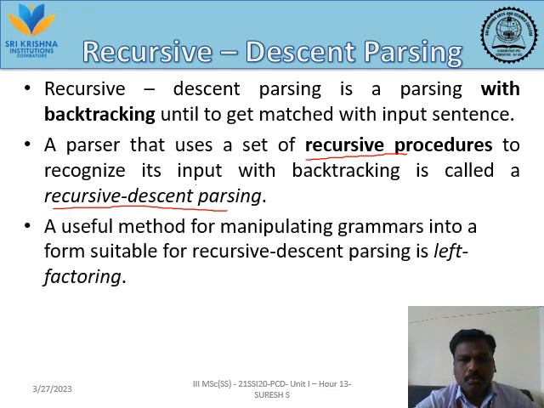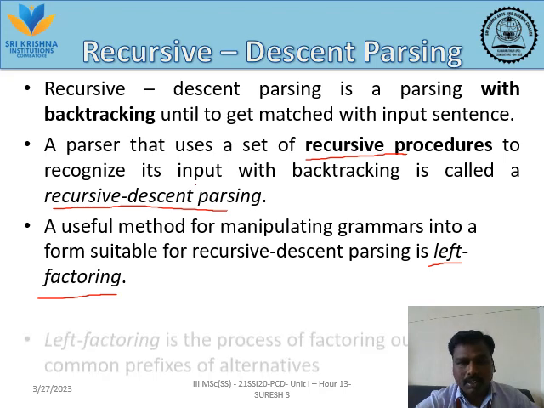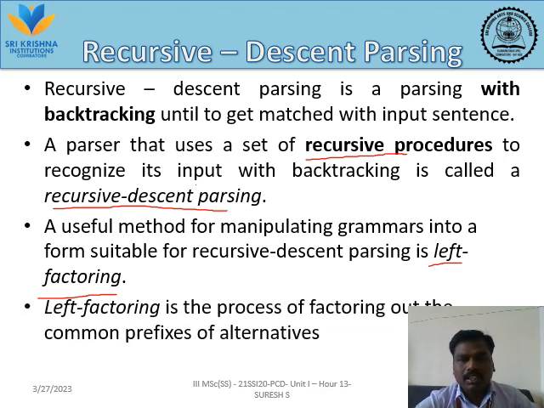A useful method for manipulating grammars into a form suitable for recursive descent parsing is left factoring. Sometimes, if there is any left recursion, then we have to apply left factoring so that it is easy to do recursive descent parsing. Left factoring is the process of factoring out the common prefixes of alternatives.